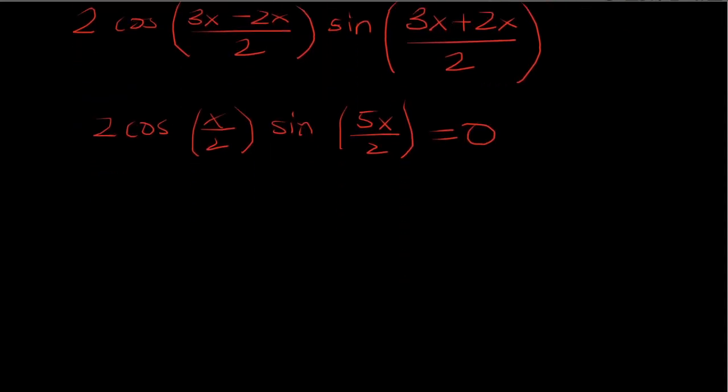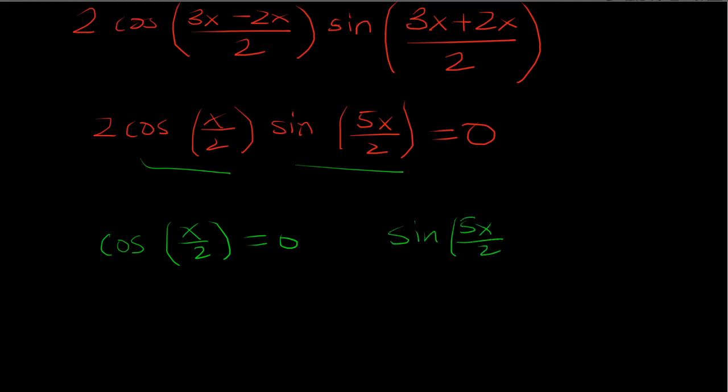So we have two factors here. We have the cosine x over 2 and the sine 5x over 2. So we're going to set each one equal to 0. Here we don't care about the 2. We could just divide the 2 over.